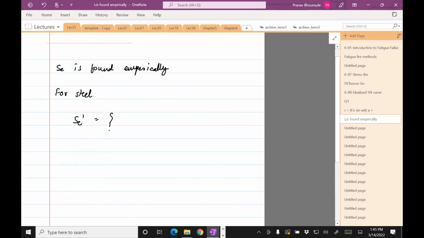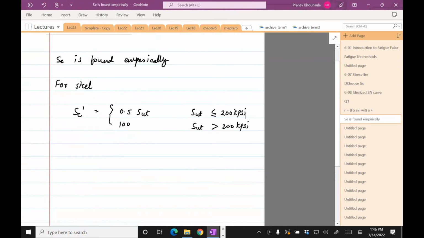So SE prime is either 0.5 SUT or 100 K psi, depending on the ultimate strength, which is obtained from the simple tensile experiment. Keep it like this. Okay, clearly that one over here is in IPS.